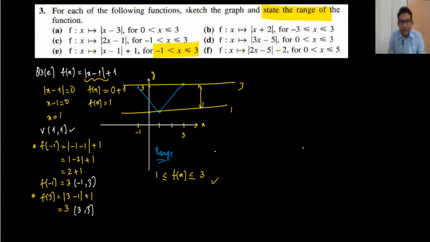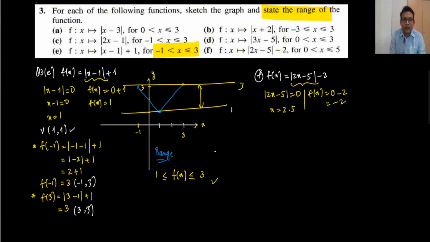Then part f is f of x equals the modulus of 2x minus 5, minus 2. We have one value outside the modulus, so for the vertex, 2x minus 5 equals 0. x is equal to 5 upon 2, which means 2.5. And please, this is not 2.5 comma 0. We have to find the y value, where the whole modulus value is 0. So 0 minus 2 is minus 2. So the vertex is now 2.5 comma minus 2. This is very important.